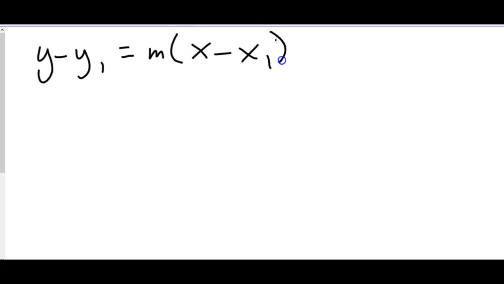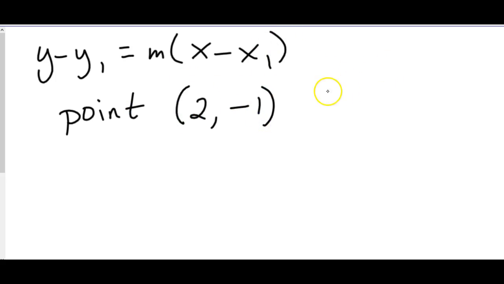So the last form was point-slope form. y minus y1 equals m times x minus x1. Point-slope format is good if they give you a slope and a point. Let's say we want the equation of a line that goes through the point 2, -1 and has a slope of 5.